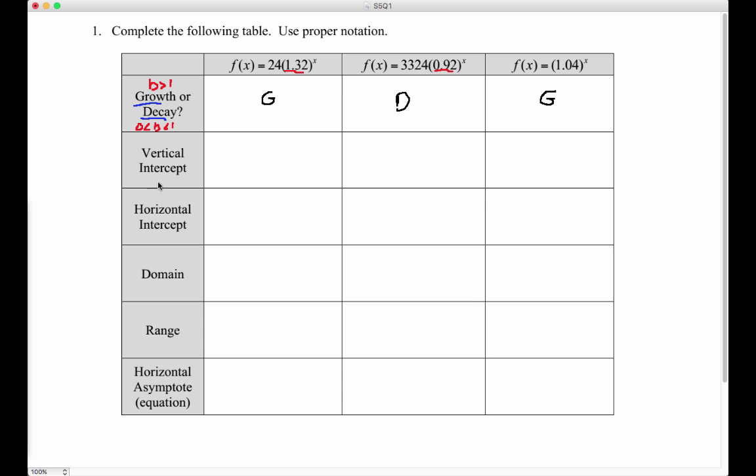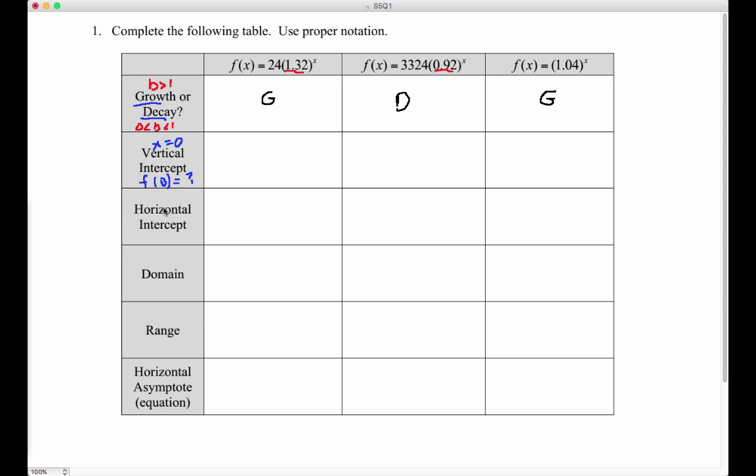Okay, so the vertical intercept: what they want to know is where this function crosses the y-axis. Remember that the y-intercept and the vertical intercept are the same thing. When you see vertical intercept, an excellent way to think about it is that's where x is equal to 0. So what they're really asking is, what does f of 0 equal?